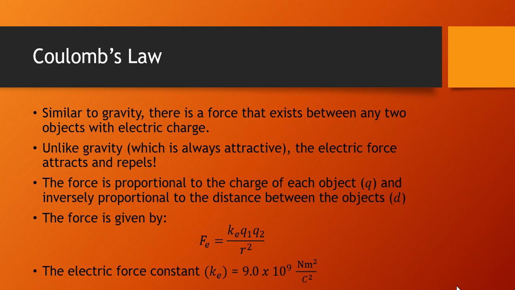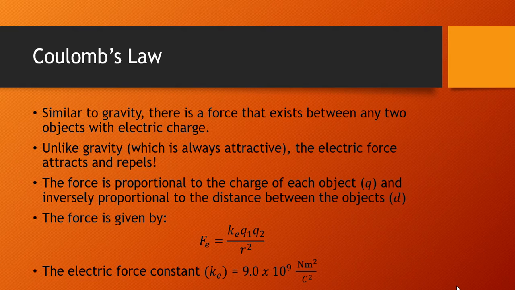However, unlike gravity, which is always attractive, it always pulls objects together. This is because the masses of objects are always positive. Unlike gravity, the electric force can attract or repel. If you have like charges, the force will cause the objects to repel. They'll push away from each other. If you have unlike charges, a plus and a minus, the objects will attract. And that electric force is what holds together the atoms.